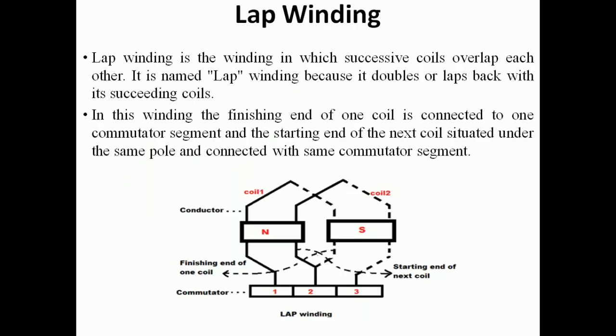Now let's see the definition of lap winding. In lap winding, if you look at this diagram, you will see the succeeding coils overlap each other. This is the first coil and this is the second coil. They both overlap each other. Another important point is that in lap winding, the two conductors of a coil are connected to adjacent commutator segments. This is the first coil side and this is the second coil side of the first coil. Both are connected to adjacent commutator segments. As it is lapping back, this is said to be a lap winding.